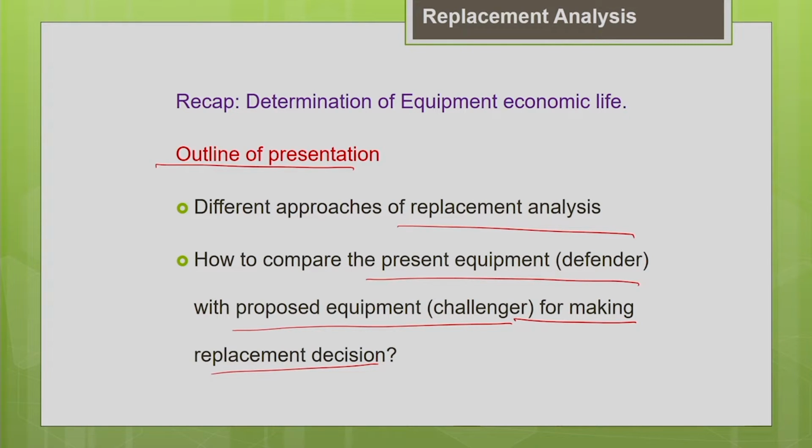In the previous lecture we found the optimum replacement time for a particular machine by determining the economic life of the machine. Now in this lecture we will learn how to compare the present equipment, that is the defender, with the proposed equipment, that is the challenger. So we can make a comparison and decide whether the challenger is suitable for replacement or not, and also find the optimum replacement time by comparing it. That is what we are going to discuss in the upcoming slides.